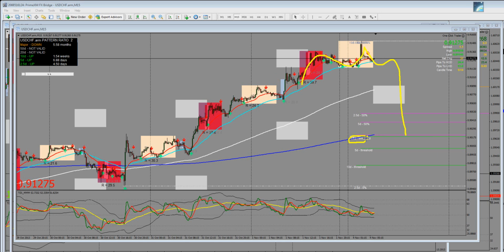We've got the 2.5 day threshold, 5 day threshold, and the 10 days. So this zone here is strong. Also we've got the 800 AMA. So this is a strong zone here, guys. So we're looking for a double bottom formation here.